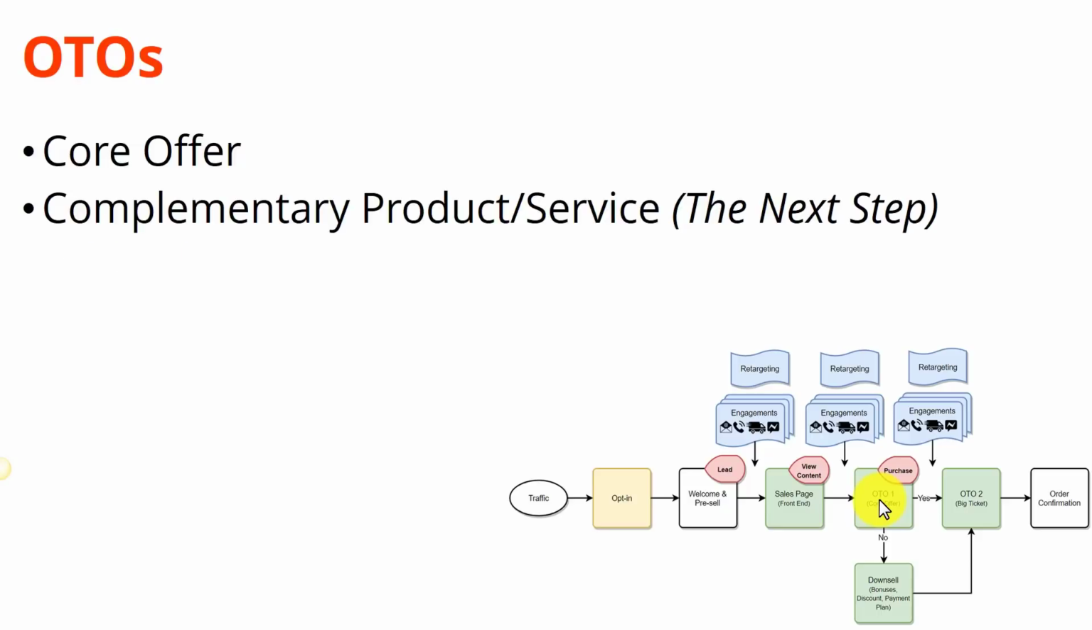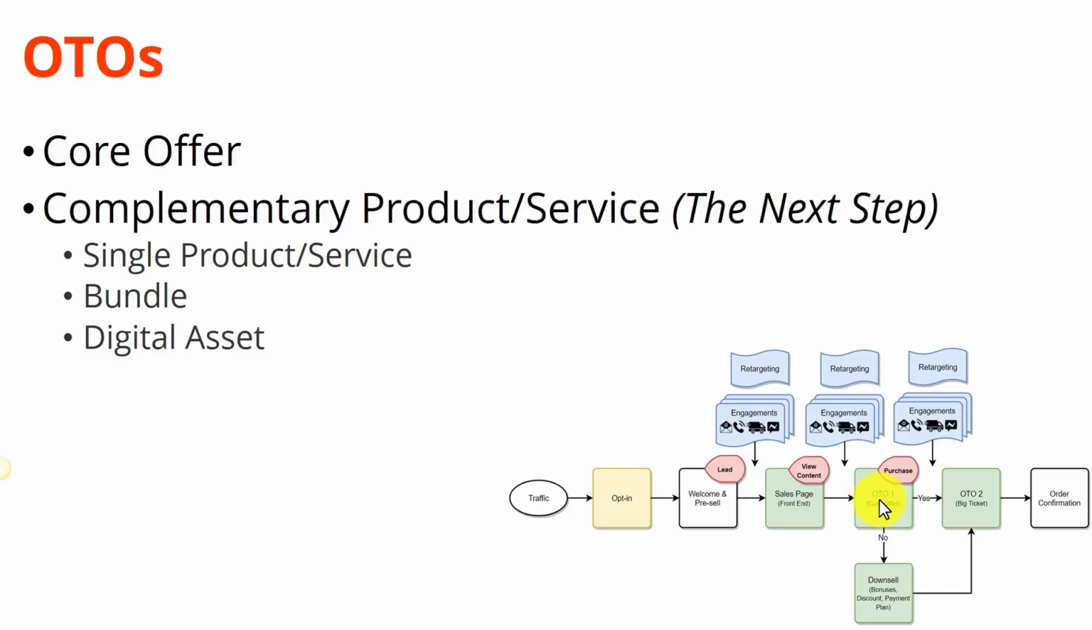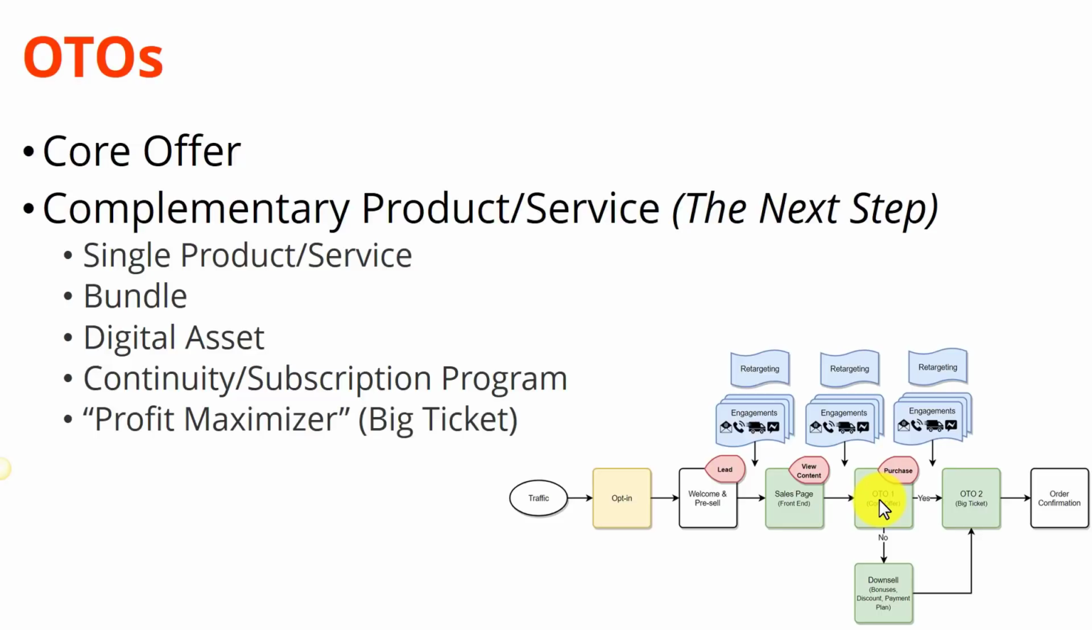And just some ideas of what you could sell as an OTO are a single product or service. So that's simple enough. You could bundle a bunch of different products together to create something of more value, so you could charge more money here. You could offer a digital asset, so maybe some training, a course, an ebook, something like that. Or you could offer a continuity or subscription program here and start racking in some recurring payments. So you could have that as an OTO. You could have a profit maximizer, so you could have like a $1,000 big ticket item as an OTO, maybe like personalized coaching if that's something you offer.